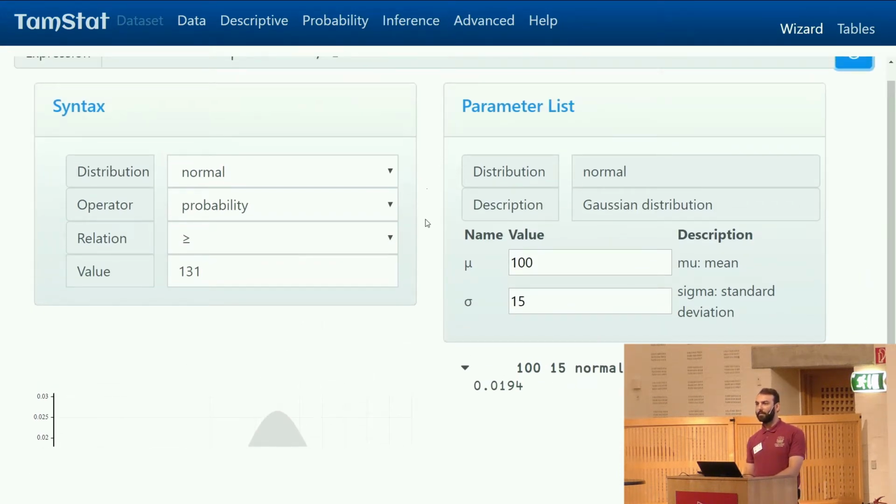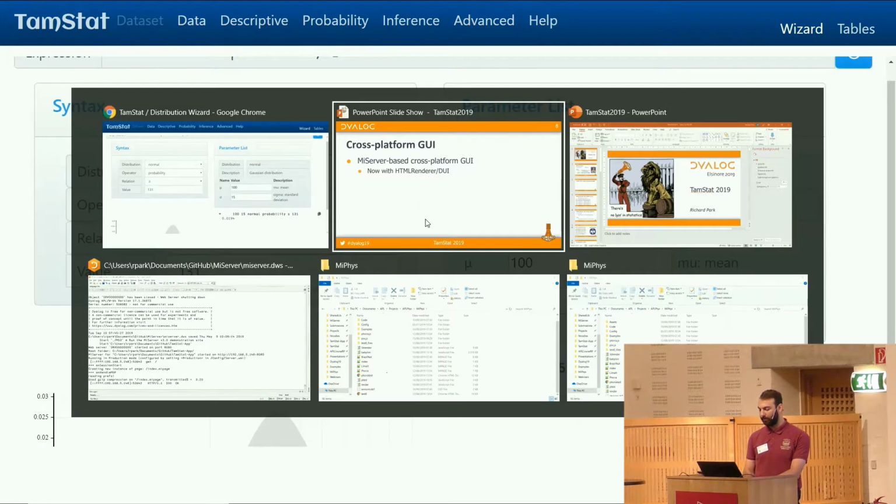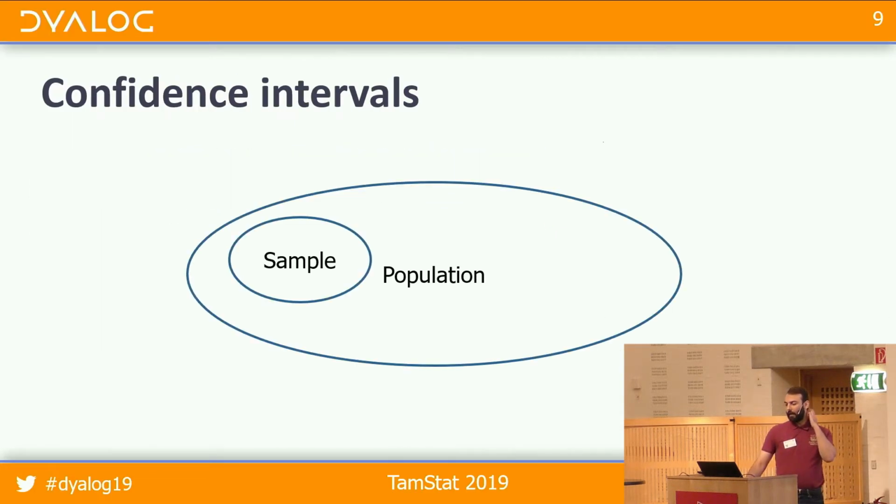There's one other example I'd like to quickly show you before I hand over to Michael. Something called confidence intervals, just to demonstrate another one of the wizards. With confidence intervals, the idea is you've got a sample and some measurements from that sample, and you want to infer something about the population as a whole, some true population value.